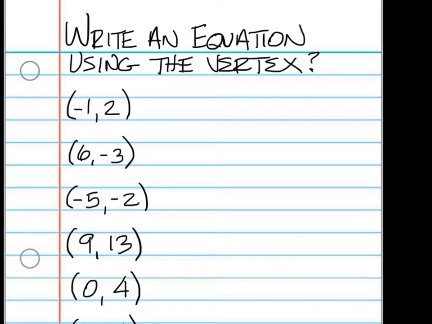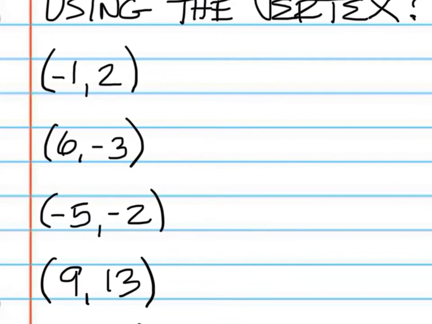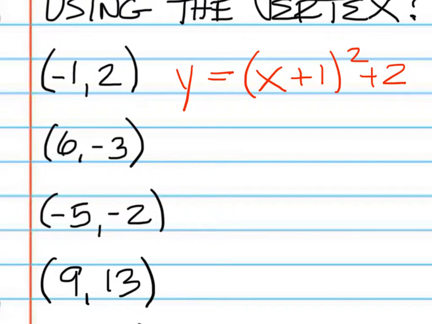Write an equation using the vertex. So we'll zoom in here so we have a little bit more room. For this one, remember you have to put y equals this. You have a -1, so when you go back to put it in the equation, you end up with +1. Close the quantity and square, and then a +2.